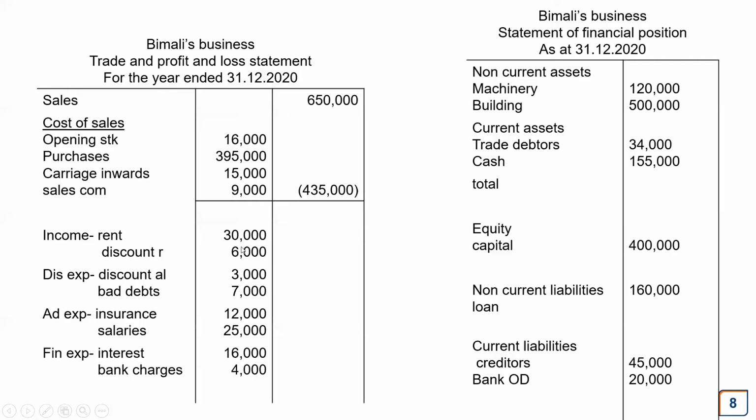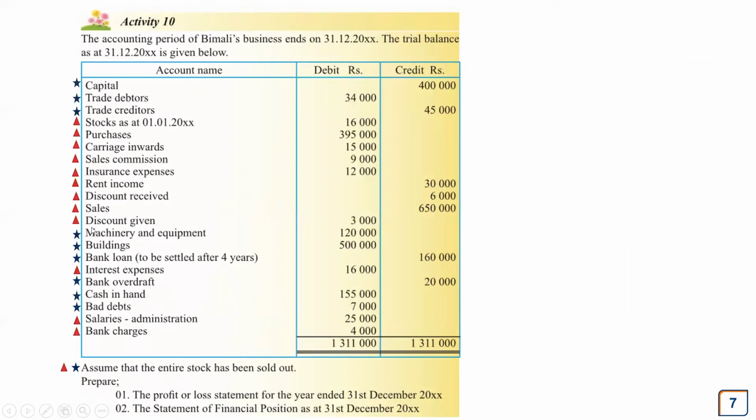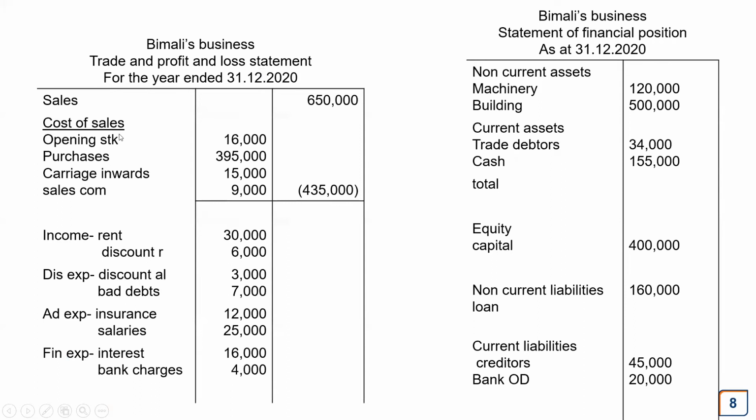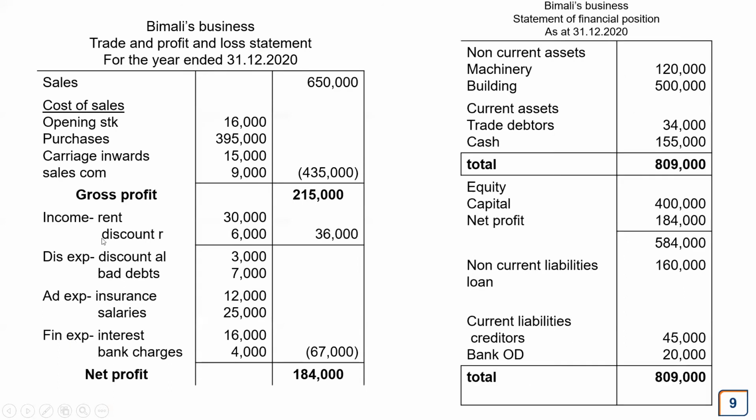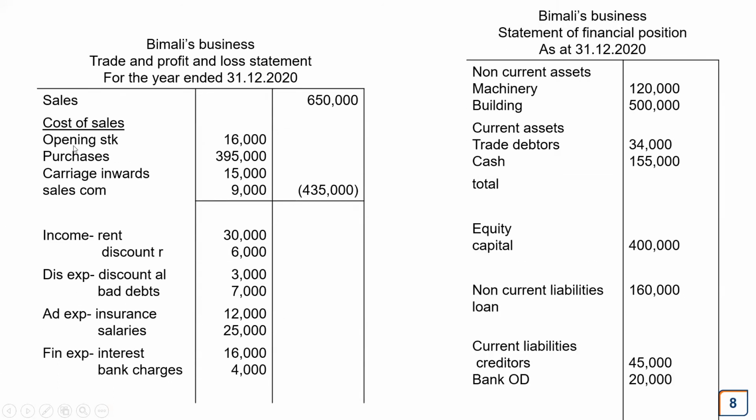Discount received 6,000. Am I going to write sales under income? No. Sales should be going up. It is the first entry in the trading and profit and loss statement. So I write it there. Then discounts given 3,000. So discounts given is a selling and distribution expense. So it is recorded here as 3,000. Right?